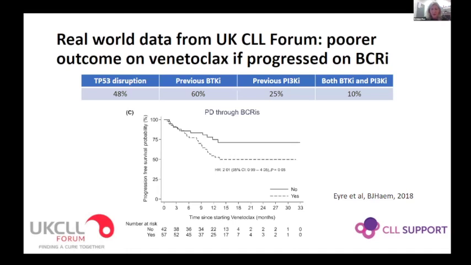In terms of their outcomes, if they progressed on their previous B-cell receptor inhibitor, so the dotted line, then they clearly had worse outcome in terms of progression-free survival compared to the solid line for patients who'd not progressed on their B-cell receptor inhibitor.